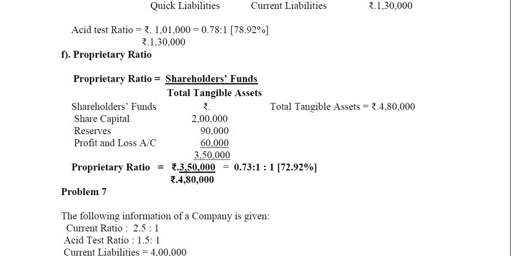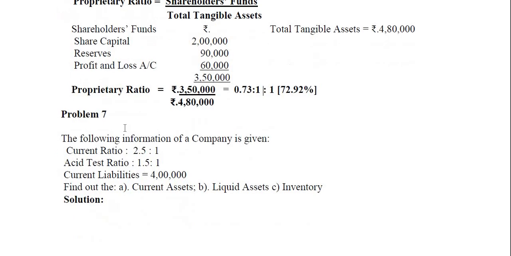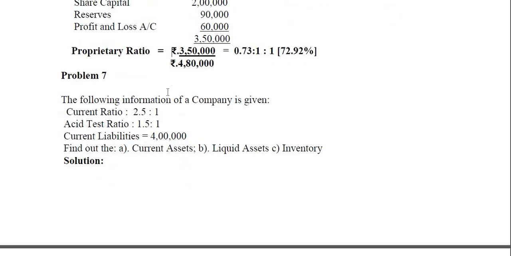If you apply the information here in the formula, you will get 0.73:1. In other words, out of total tangible assets, shareholders' contribution is around 72.92%, whereas the remaining amount is contributed by other stakeholders like outsiders. Okay, that's about this problem. We'll move on to one more problem.